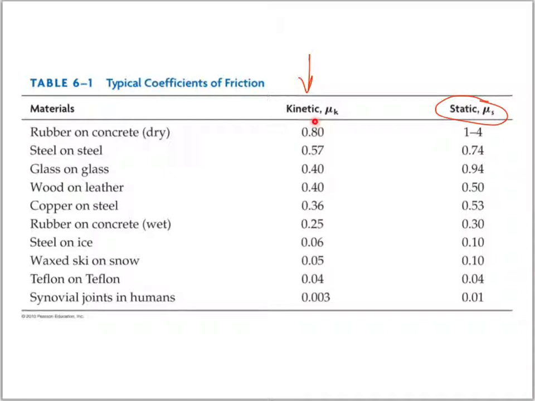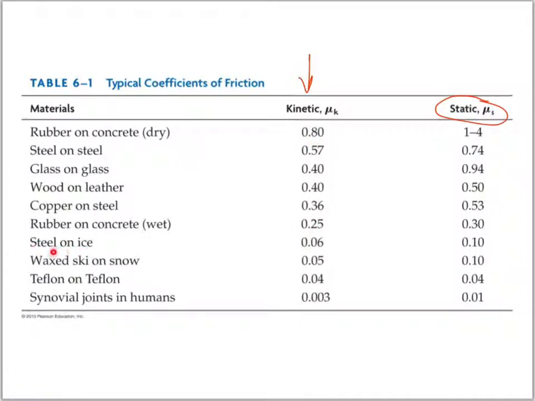Why is that good? Because rubber and concrete are what make cars stay on the roads, and you actually want there to be friction between your wheels and the ground. Steel on steel has a pretty high coefficient of kinetic friction. Glass on glass, we're getting less and less. Glass tends to be pretty smooth. Wood on leather, I wouldn't have guessed that. Copper and steel, rubber on concrete. Look, when it's wet, the coefficient of friction is about 1/3 of what it is when it's dry. That's interesting. That's a good thing to know for new drivers.